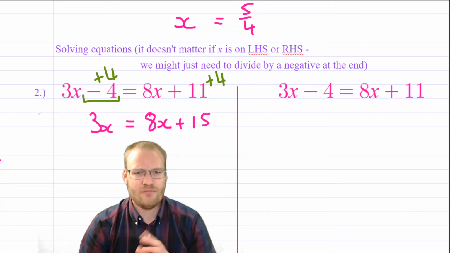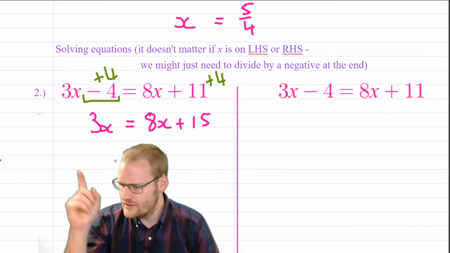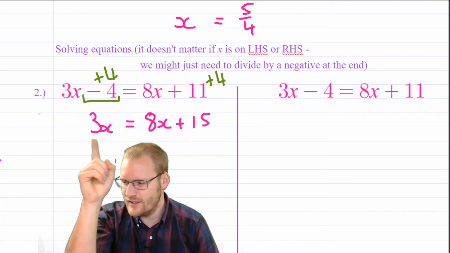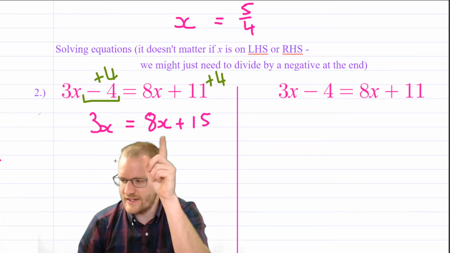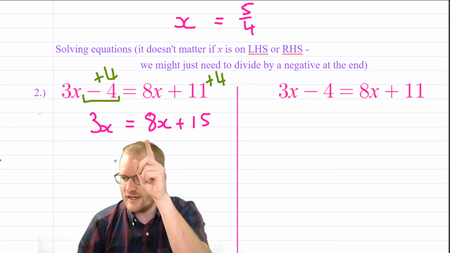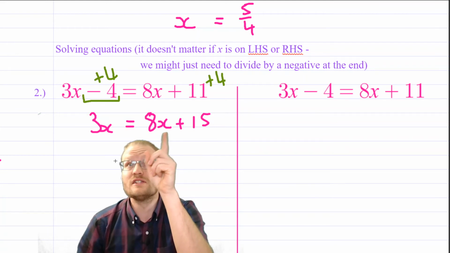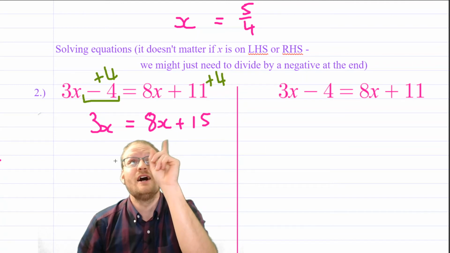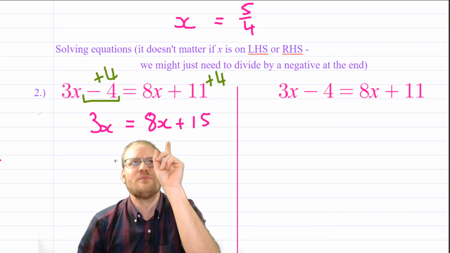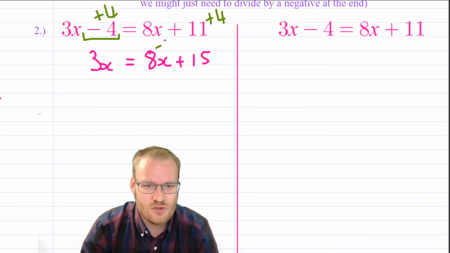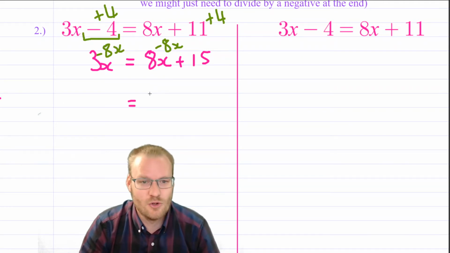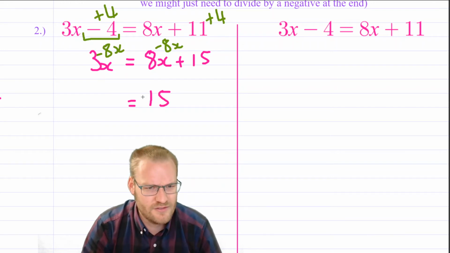Now we've got 3x on the left hand side, and on the right hand side we've got 8x. We don't want this 8x over here. We want this 8x to disappear. How are we going to make it disappear? Well, we can just subtract 8x. Whatever we do on one side, we do on the other. So 8x minus 8x, there are no x's anymore. We've just got a positive 15.